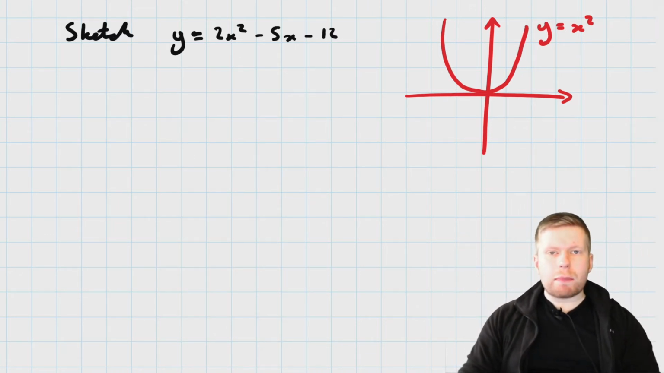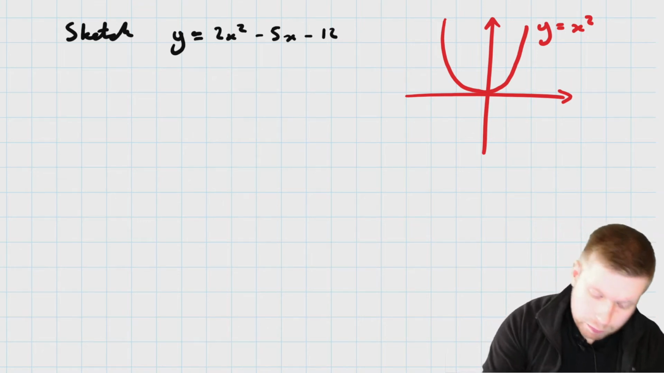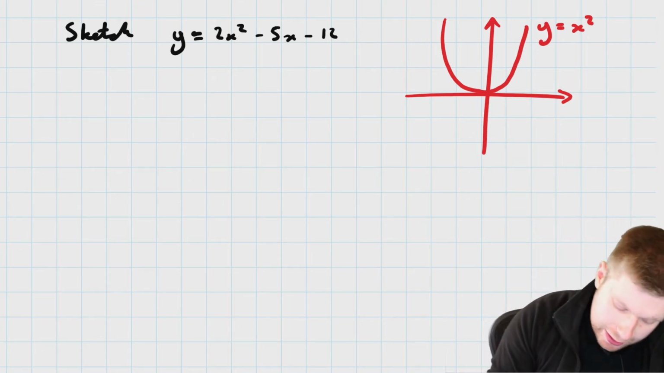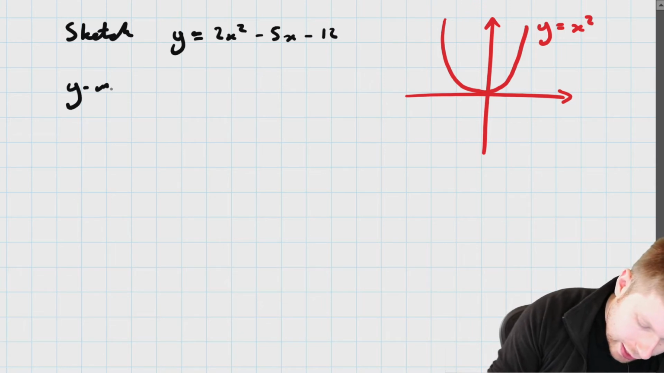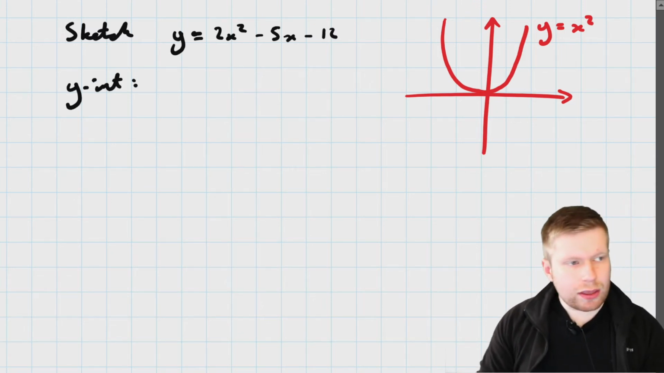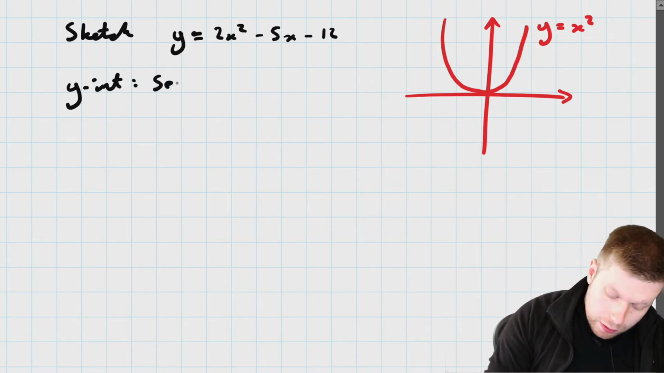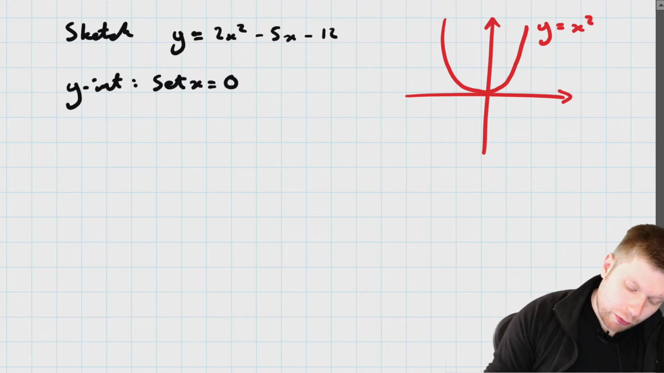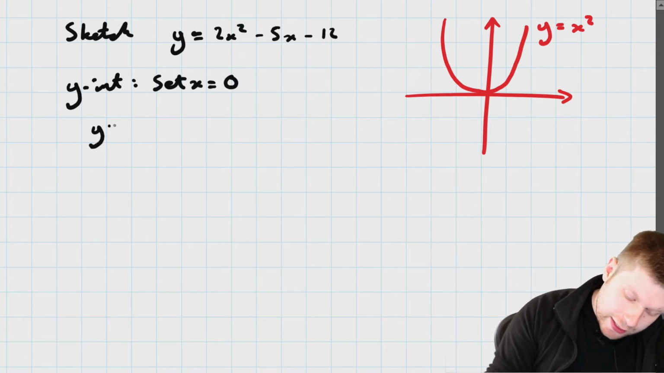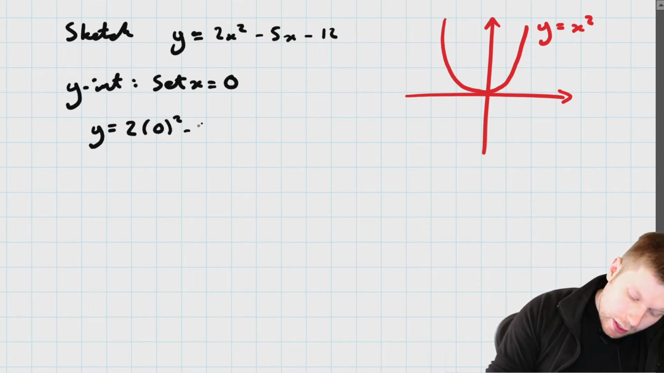Now I need to establish what the intercepts are. In order to establish the intercepts, let's first of all go for the y-intercept. So in order to get the y-intercept, just remember that I set x to be 0. So let's see what happens if I set x to be 0. So I get 2 times by 0 squared minus 5 times 0 minus 12.